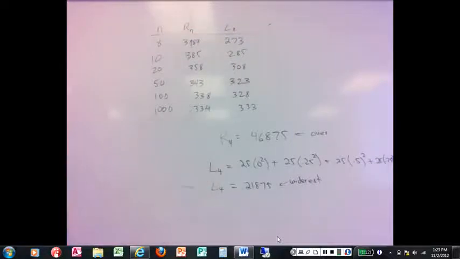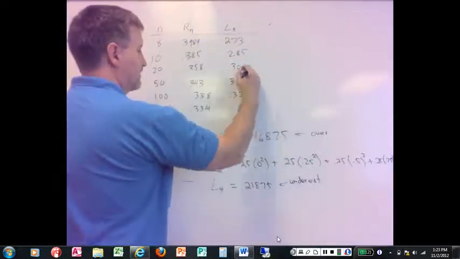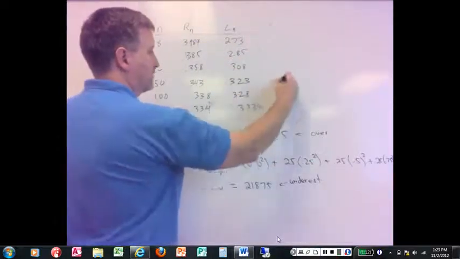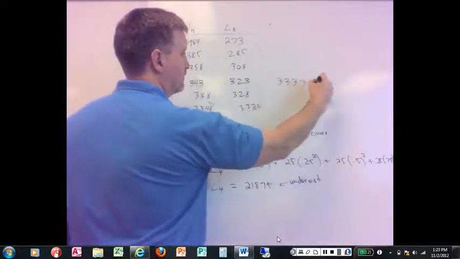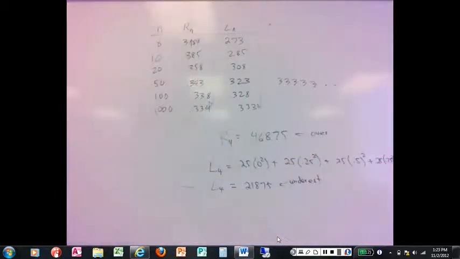Hopefully you get the idea. So yeah, both of these seem like we're headed to 0.33333. Yeah, that'd be 1/3, wouldn't it? And it turns out that is actually the area. We'll say more about that later.